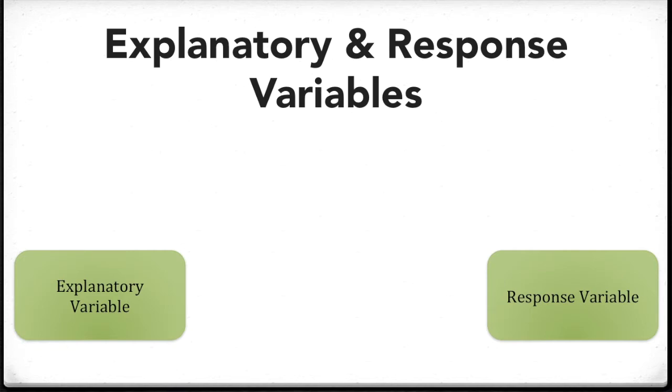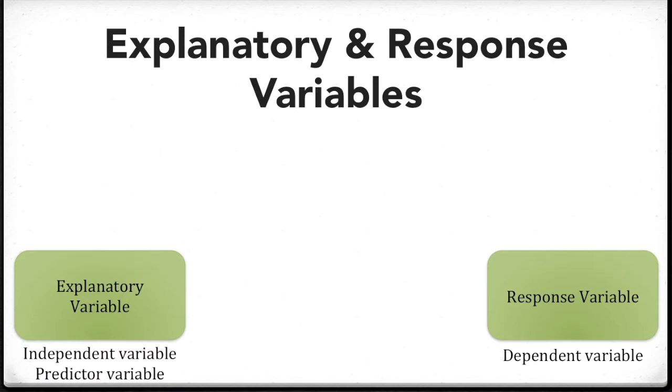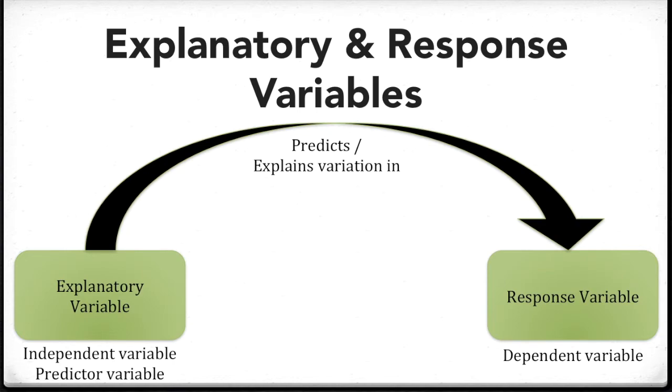Within our research study, we can have an explanatory variable and a response variable. We have an explanatory and a response variable when we use one variable to predict or explain variation in another. In those cases, the explanatory variable predicts differences in the response variable. Or we could say that the explanatory variable explains variation in the response variable.